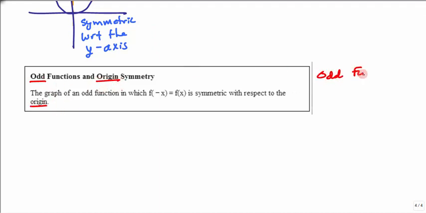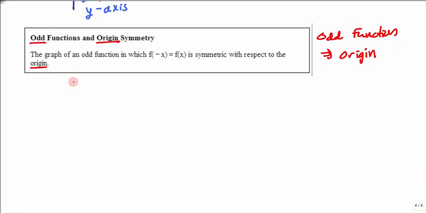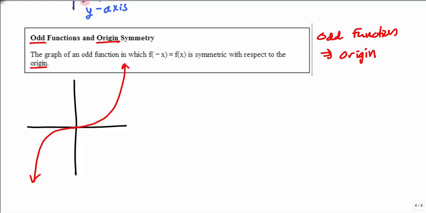So odd function, it's symmetric with respect to the origin. So odd and origin. Now when we're talking about with respect to the origin, we're actually talking about with respect to the y equal x line. So let's go ahead and look at a graph, and this is a nice third degree polynomial, and the fact that it's third degree doesn't mean that 3 is odd, therefore this is odd. What this is referring to is this y equal x line. It bisects the first and the third quadrant. So this is the y equal x line.